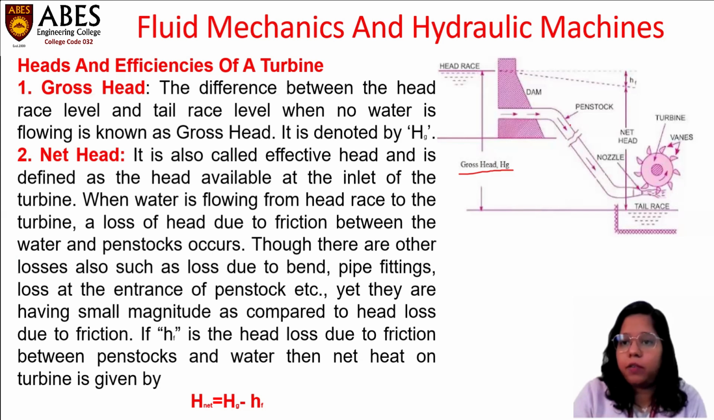So Hf is the loss of head due to friction. If Hf is the head loss due to friction between penstock and water, then the net head, H net, will be equal to gross head minus head loss due to friction. This is gross head denoted by Hg, and this is Hf, friction head. So net head will be equal to Hg minus Hf.